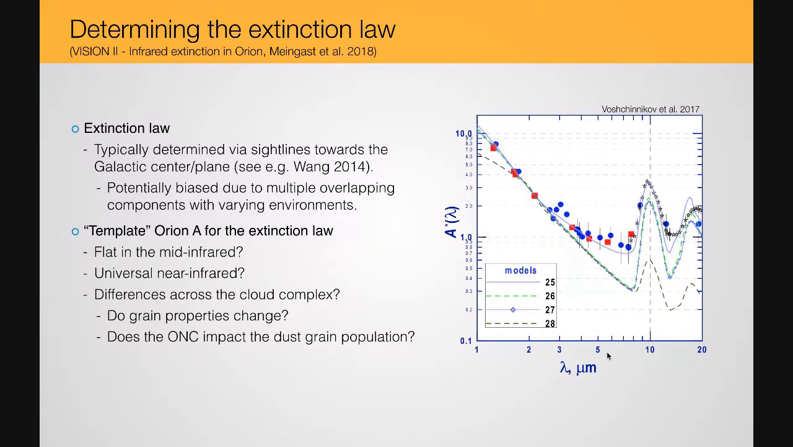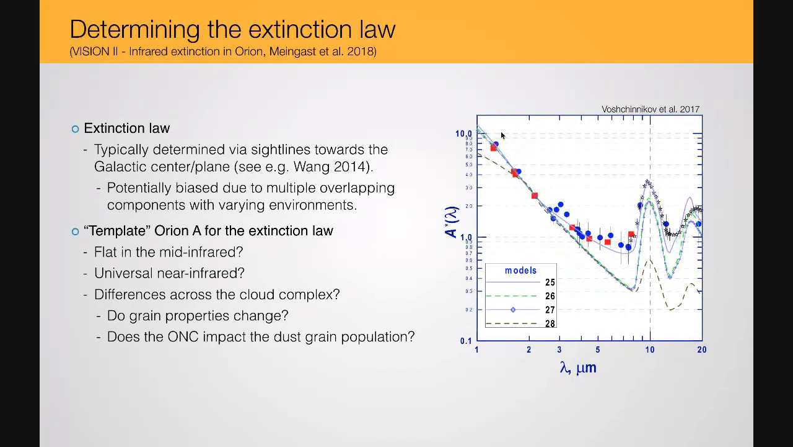Here the idea was then to use Orion A as a template, because Orion A is presumably very isolated as a cloud, is off the plane, and comes with other systematic errors, for instance, that you can't use the same techniques to determine the extinction law as you do toward the galactic center. The questions we asked were, for instance, if there is a universal near-infrared extinction law, whether this changes with environment or with density, or whether we find extinction law differences across the face of the cloud.